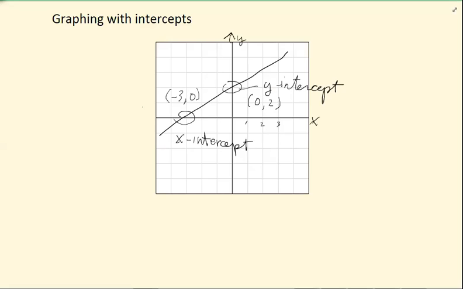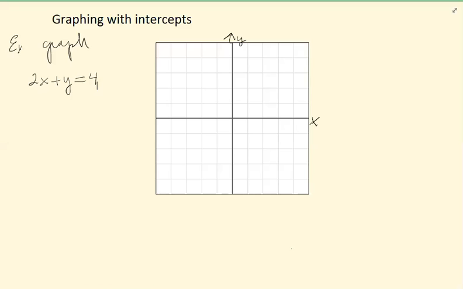So now, let's take an example if we wanted to use these points as part of our graphing procedure. Let's say we were going to graph 2x plus y equals 4, for example. Okay, here we are, our next example. We're going to graph this using the intercepts. So here's how it works.